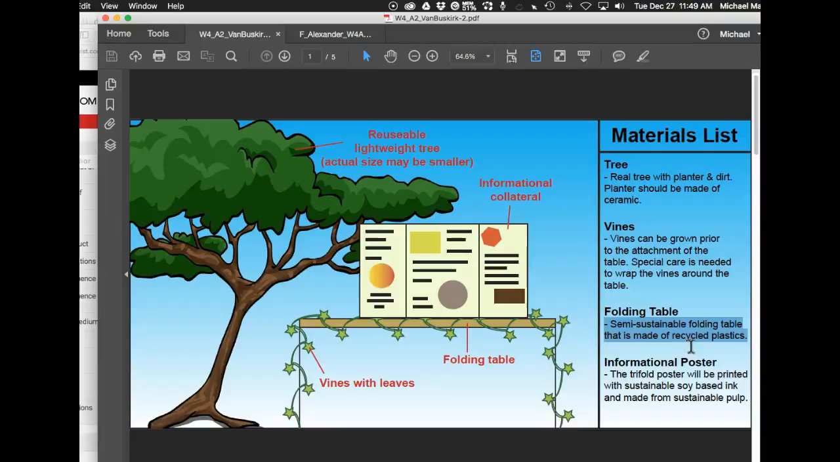Simply because if you were to bring this to your client, they would probably be very, very confused. Informational poster. The tripod poster will be printed with sustainable soy-based inks and made from sustainable pulp. Again, you're not giving us materials. You're just telling us generalizations. Okay, semi-sustainable recycled plastics. You know what? I think at this point I want to show you a presentation. Now, this is one of your classmates that is turning in consistent A work. And I'd like you to compare your work to this work and see if you can notice some differences.